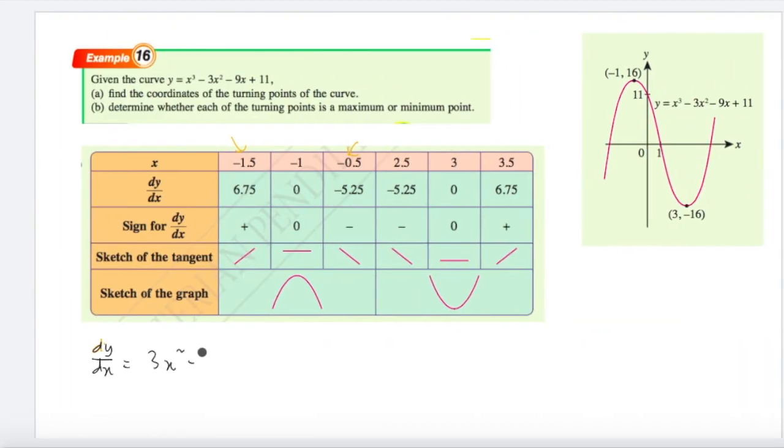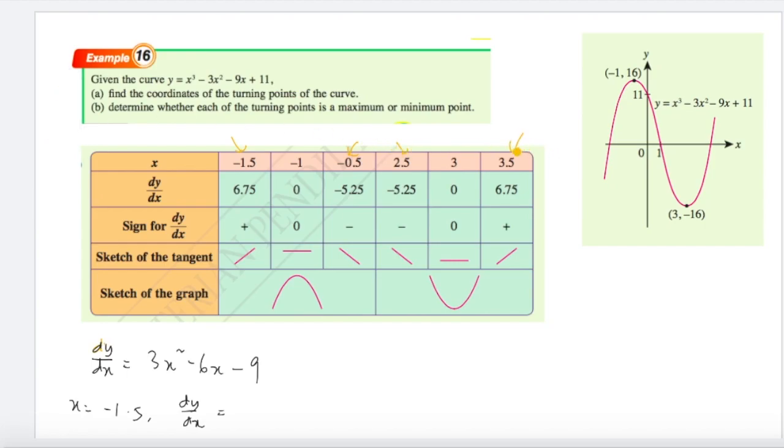3x squared minus 6x minus 9. We substitute x equals negative 1.5 into your dy/dx. You will find 6.75. Use x equals negative 0.5 in your dy/dx, you will find negative 5.25. So also the same. That means you need to substitute 4 points.